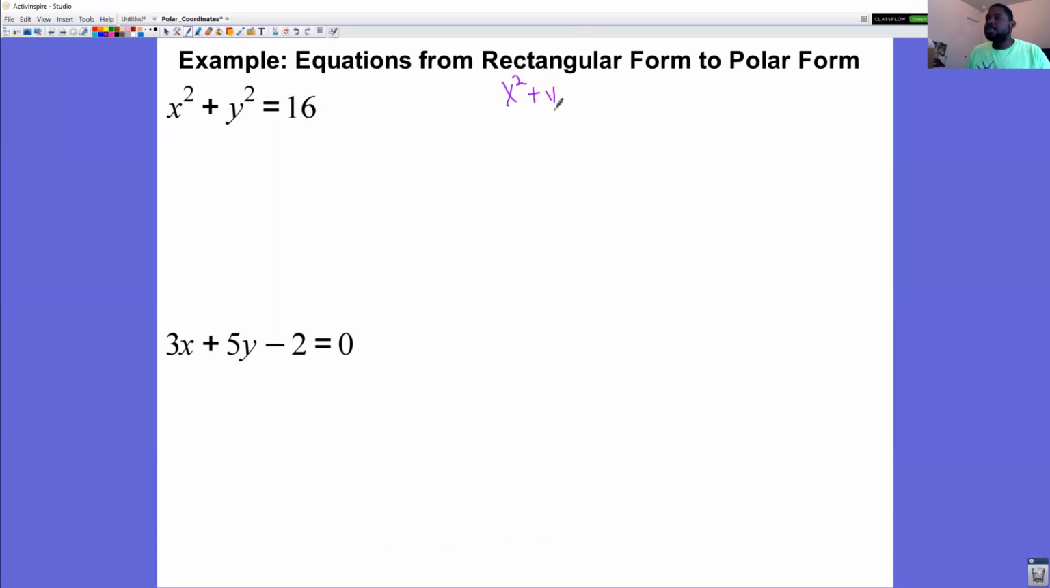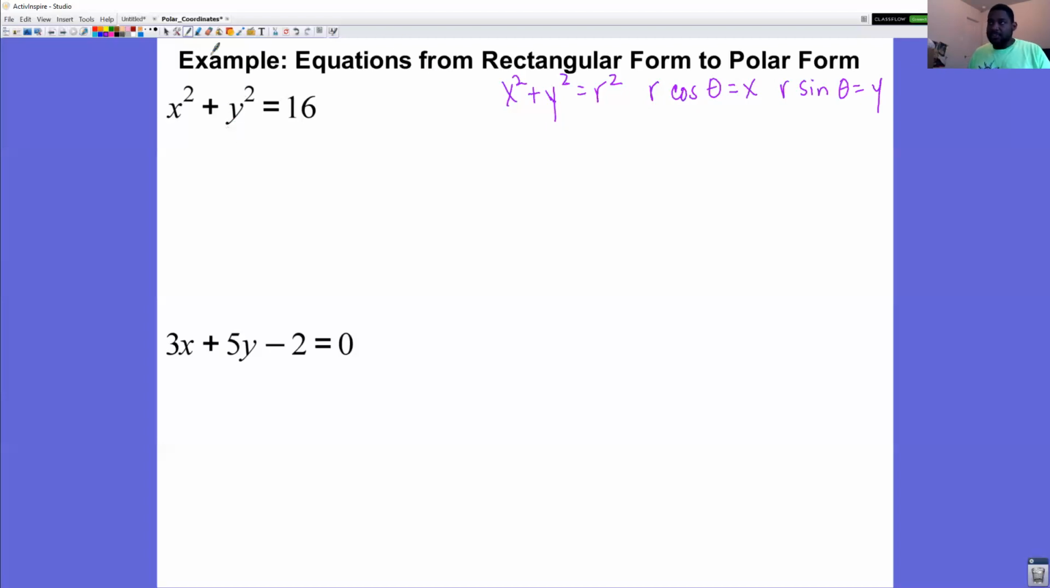It's going to be x squared plus y squared equals r squared. We're going to also have r cosine theta equals x and r sine theta equals y. So every time we see an x squared plus y squared term, we're going to replace it with r squared. Anytime we have an x term by itself, we replace it with r cosine theta. And every time we have a y term by itself, we're going to replace it with r sine theta. So you definitely want to analyze the equation before you start just plugging stuff in.